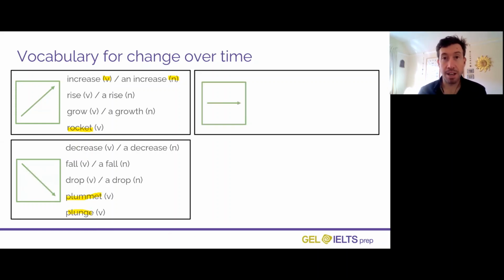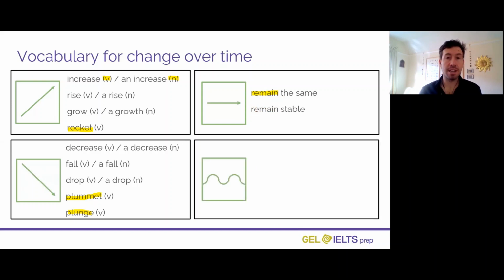Now we'll look at ones for when something stays the same. There are only a few here, but you could say remain the same. That is a verb phrase, okay? The verb here is remain. Remain the same, doesn't change. And you could also use remain stable. Again, we're using the verb remain here. Then, as we said, there's go up and go down, for which we would say fluctuate is the key verb here, or a fluctuation.